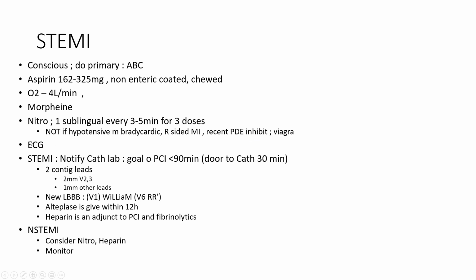You want to get ECGs for these patients as soon as possible. If they have a STEMI on the ECG, you want to notify the cath lab. Remember, time to PCI for the cath lab should be less than 90 minutes. That's important. And then from the door of the hospital to the cath lab should be 30 minutes. So time from the onset to the PCI should be under 90 minutes. Remember that, it's important.